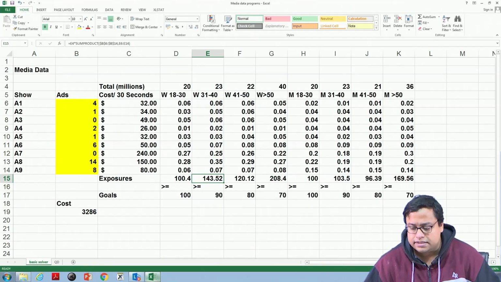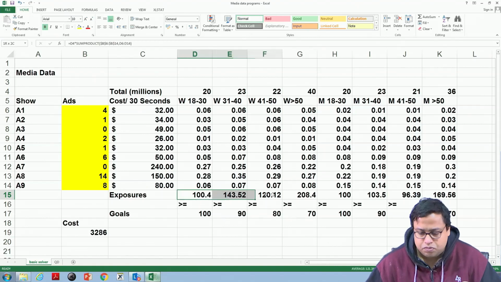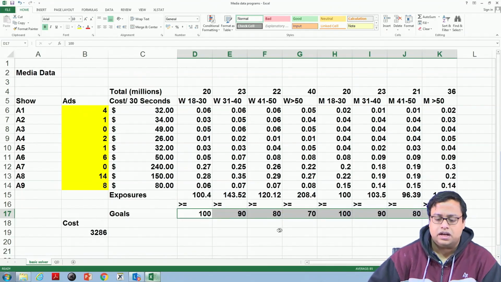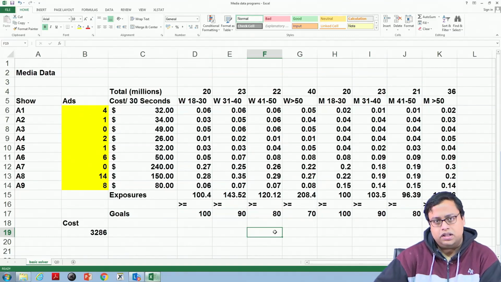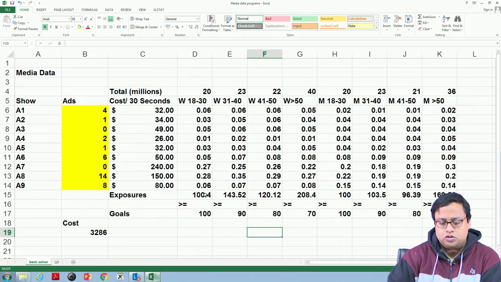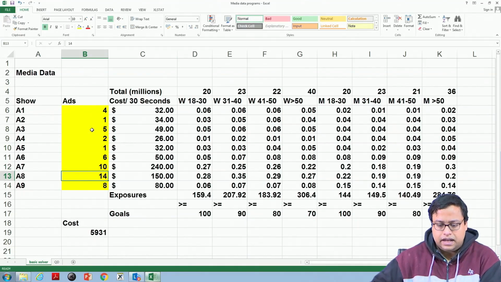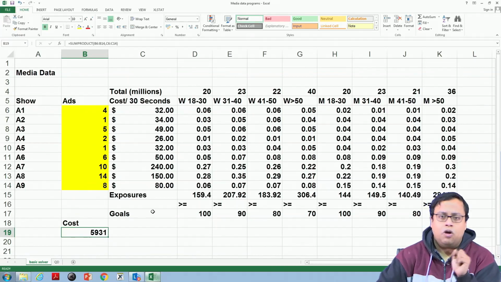Similarly, here it is SUMPRODUCT of B6 to B14 and I6 to I14 into I4, and so on. Now, these are my exposures, and somebody told me that this is my goal, this many exposures I have to reach at least. Currently, based on the values, I am reaching all the exposures, but I am overshooting the exposure limits. So, let us say here if I write 5, here if I write 10, then I am practically overshooting the exposure limits. My cost is very high, I have to optimize this.